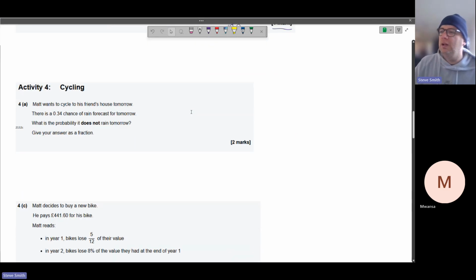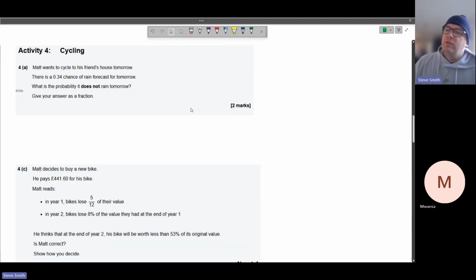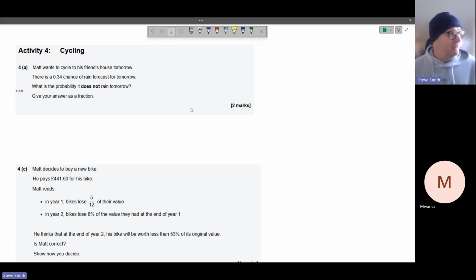Then another one. A 2 mark cycling question. Matt wants to cycle to his friend's house tomorrow. There is a 0.34 chance of the rain forecast. It's not going to rain today. It's blue sky. My washing's out. It's blowing. It's looking good. It might come in a bit cold, but that's okay. What is the probability it does not rain?